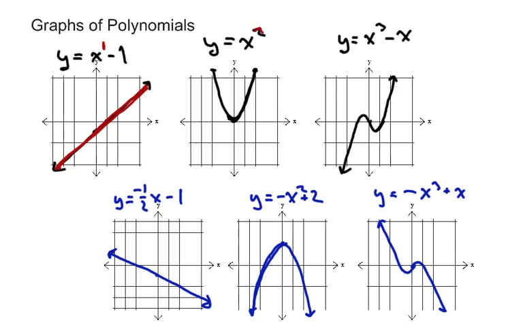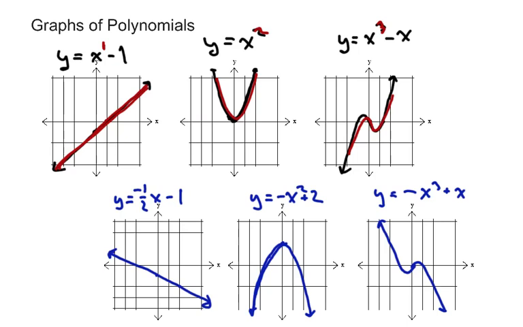When our degree was 2, this thing turned 1 time. When our degree was 3, this thing turned 2 times. So one thing that we notice here is that the degree will tell us how many times our graph is going to turn, how many curves are in it. If the degree is 1, there are 0 turns. If the degree is 2, there's 1 turn. 3, there's 2 turns. So if it's 7, probably 6 turns.